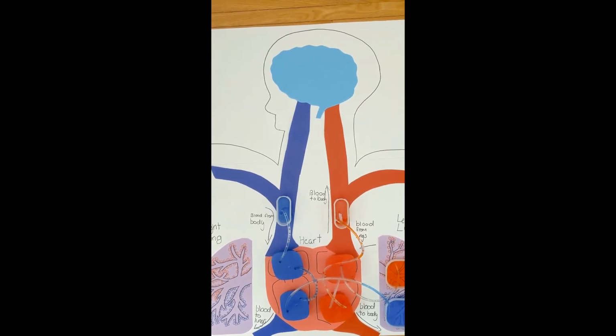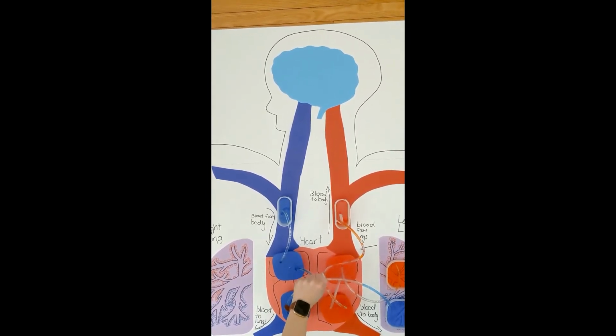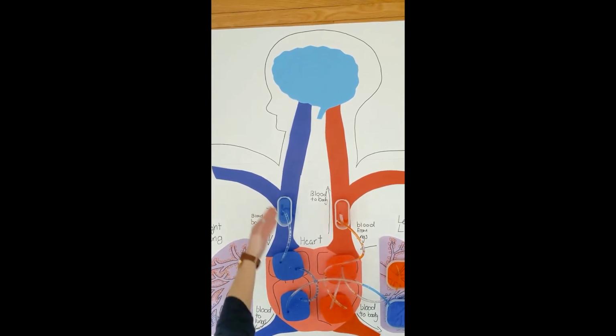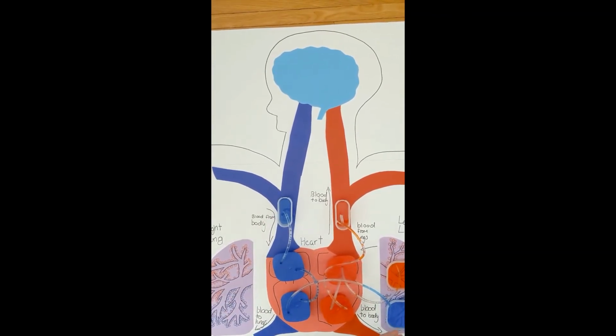Your heart is really a muscle. It's located in the middle of your chest and it's about the size of your fist. Your heart is sort of like a pump or two pumps in one. The right side of your heart receives blood from the body and it pumps it to the lungs. The left side of the heart does the exact opposite. So it receives blood from the lungs and it pumps it out to the body.